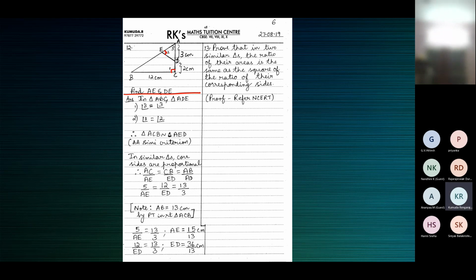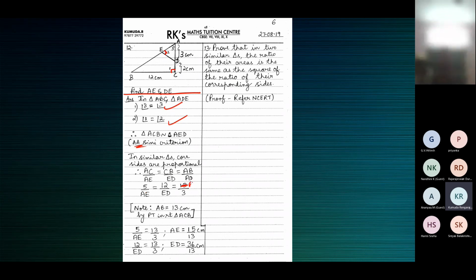All right. So here in this one, see here, supposing you didn't find AB, like you substitute the values given, we prove that the two triangles are similar by AA similarity criterion. And then in similar triangles, once the triangles are proved to be similar, their corresponding sides are proportional. So you will write this proportion and fill whatever is given.